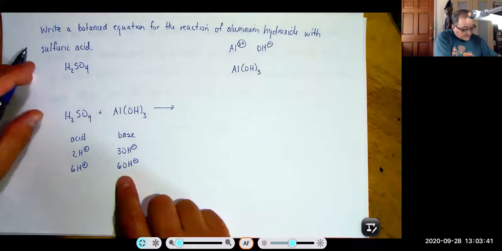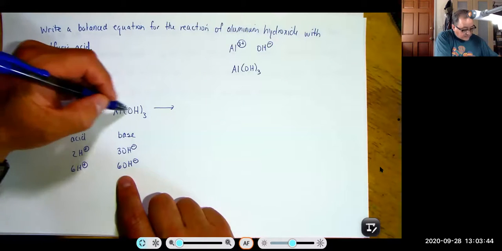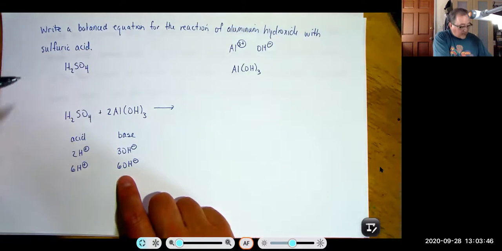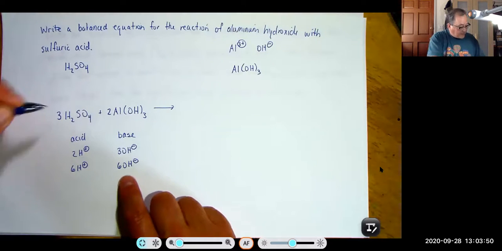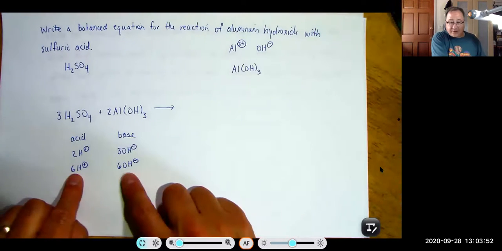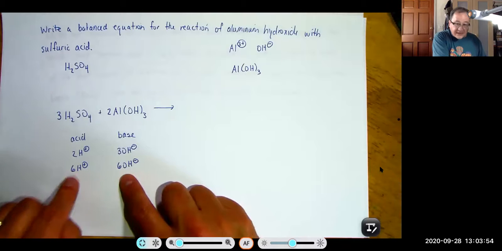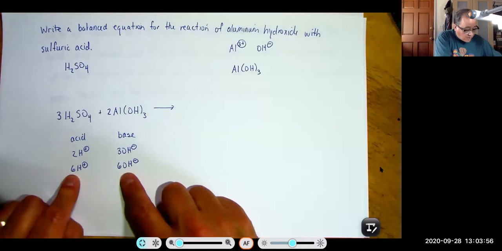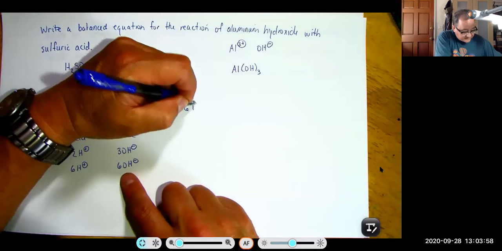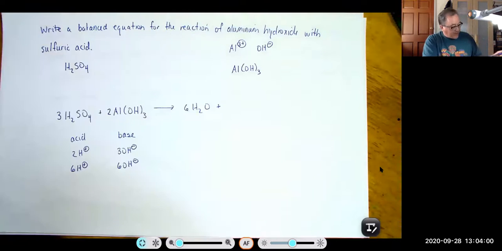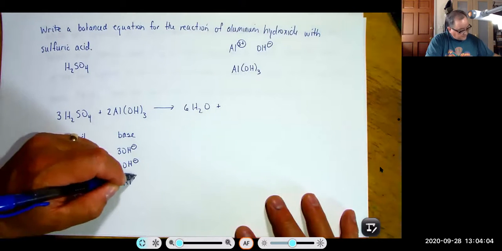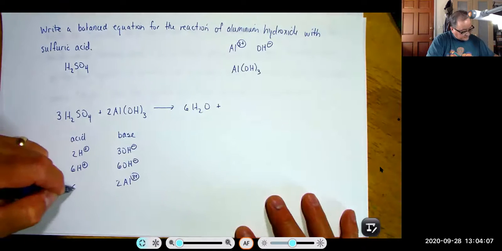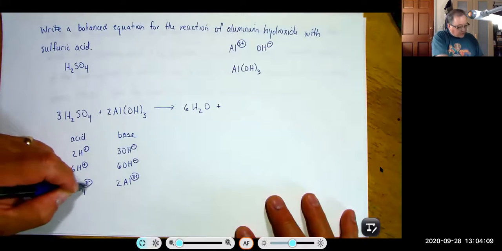So how do I get 6 hydroxides here? I put a 2 in front of there. How do I get 6 hydrogens here? I put a 3 there. Now, if I have 6 hydroxides and 6 OHs, how many water do you get? 6. Now, what's remaining are 2 aluminums and 3 sulfates. And all you do is you put them together.